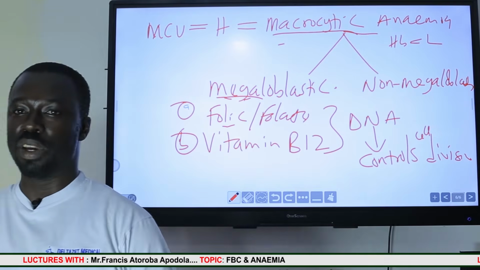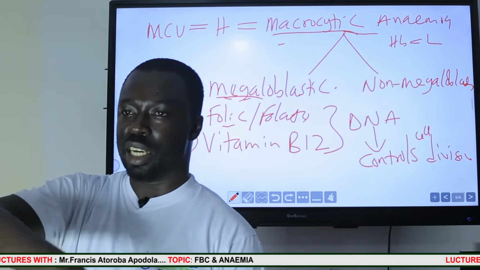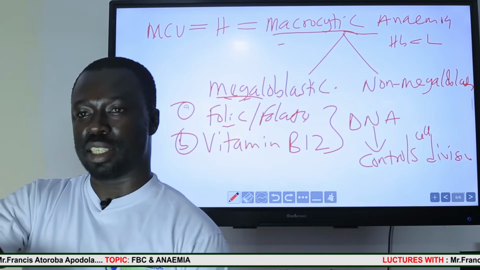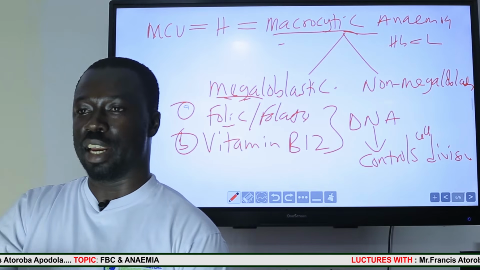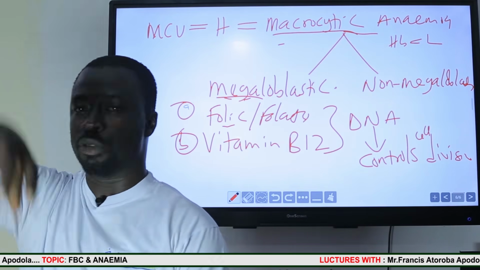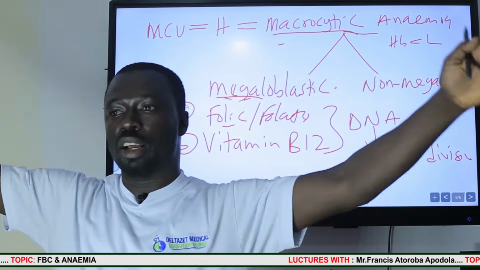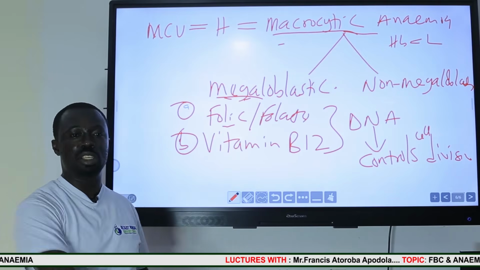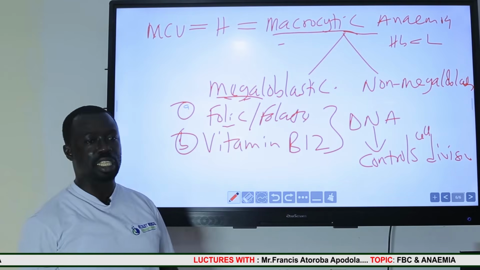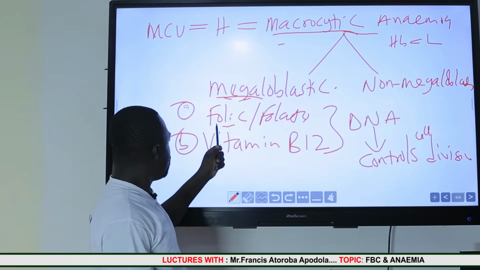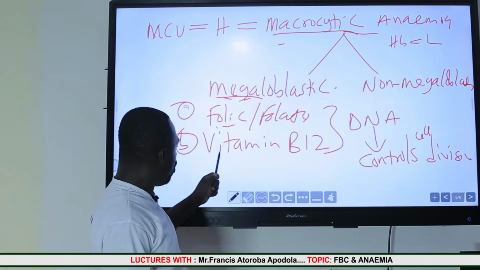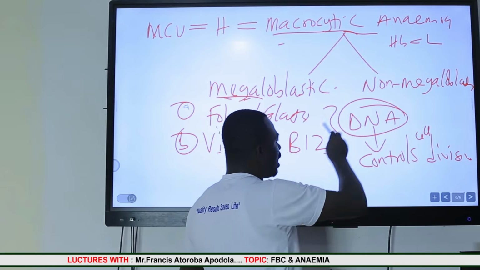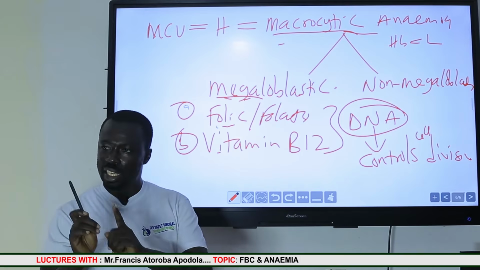And the DNA, we can trace it. If I have a cell, the central part of the cell is the nucleus. The nucleus is made up of nucleic acids. And the nucleic acid is either DNA or RNA. So the DNA is found in the nucleus in a broader picture. So any cell without a nucleus cannot undergo cell division because the DNA is found in the nucleus. So this folic acid or folate or vitamin B12, they are the ingredients or the raw materials that are used to synthesize the DNA.